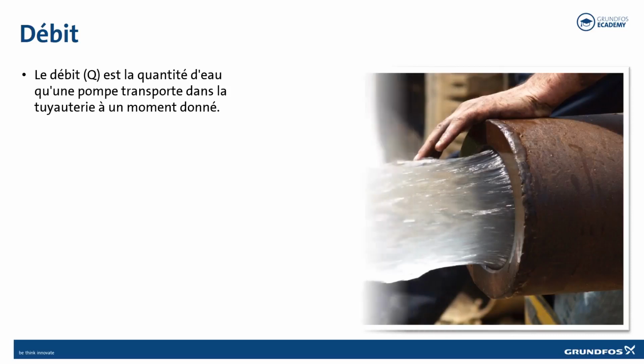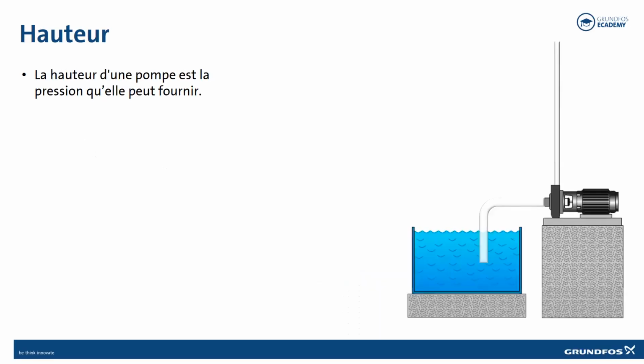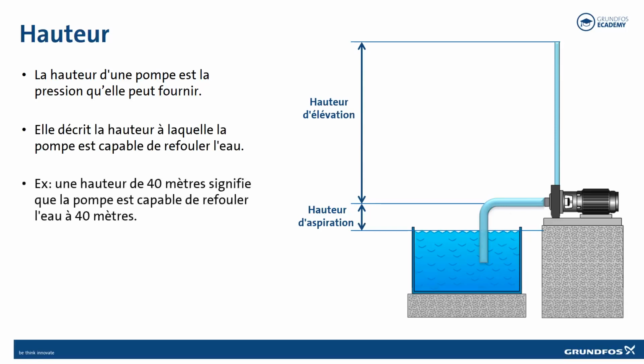Flow can be described as the amount of water that a pump transports through the pipes in a given time. That's why it's measured in cubic meters per hour. The head of a pump is the pressure it is able to provide. It describes the height to which it is able to elevate water, which is why it's measured in meters. In other words, a head of 40 meters means that the pump is able to lift water 40 meters in the air through a vertical pipe.